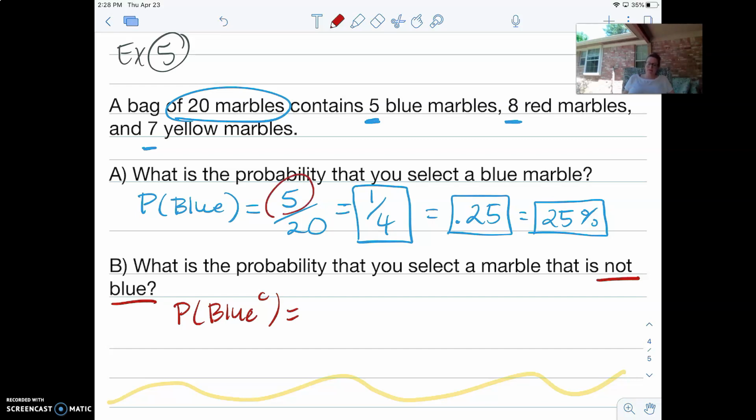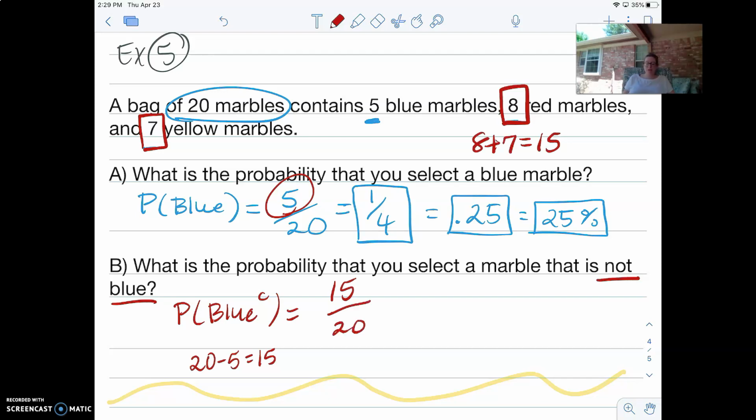this 5 is the number of blue marbles. So that means the number of non-blue marbles has to be the total number, which is 20, minus that number, which is 15. So sometimes subtracting is the faster way. In this case, maybe not, because you could simply add 8 plus 7. 8 plus 7 is also 15. So either way, that gives you the number of not blue out of 20.